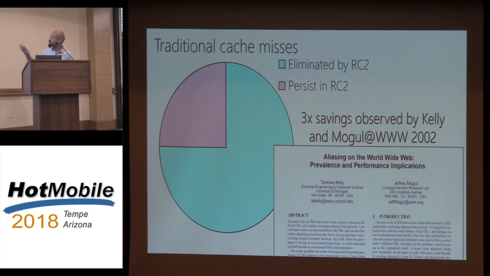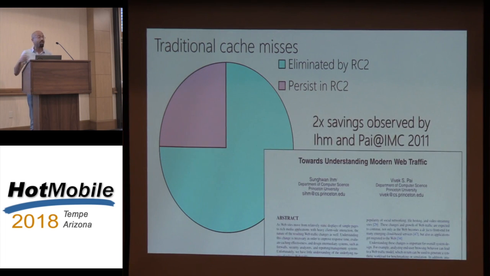Now, what we see here is that the savings that we observe in RC2 are actually 3 times the savings that were observed in Kelly and Mogul's 2002 study of content-based caching's effectiveness on the web. Another study, by Ihm and Pai, looked at content-based caching in 2011, but the savings that we found are still 2 times as large as what they found. So that means that content-based aliasing is still a big problem on the web today.